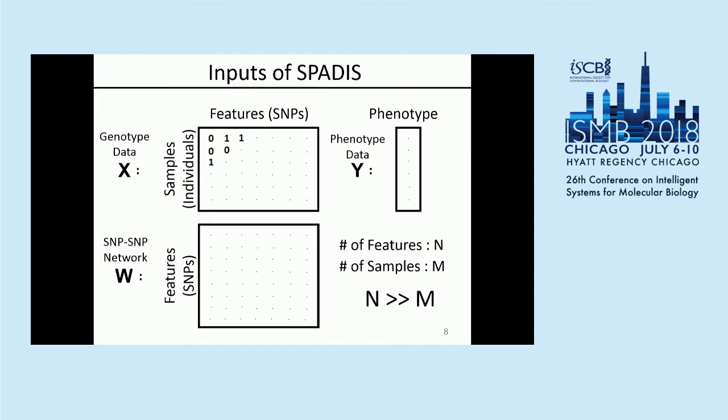SPADIS requires 3 inputs: genotype data, which contains the number of alternate alleles for the corresponding SNP and for the corresponding samples, and the phenotype data for each sample. And there is the SNP network that we already talked about. Due to the nature of the problem and also the availability of the data, the number of SNPs is much larger than the number of samples.